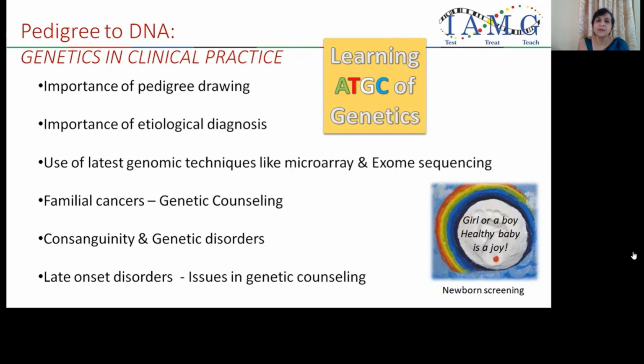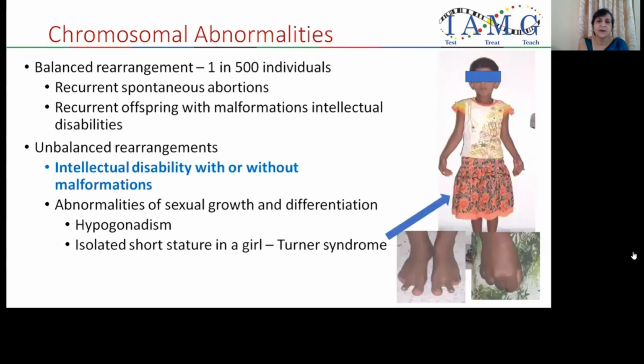Of course, there are a lot of things of clinical genetics which will be covered in different lectures during this course curriculum, and there are many things which I will touch upon in this lecture will be discussed in detail in further talks. So when we think of chromosomal abnormalities, 1 in 500 individuals have a balanced rearrangement. That means there is no imbalance or loss or gain of genes, but one part of chromosome may be shifted to the other and vice versa.